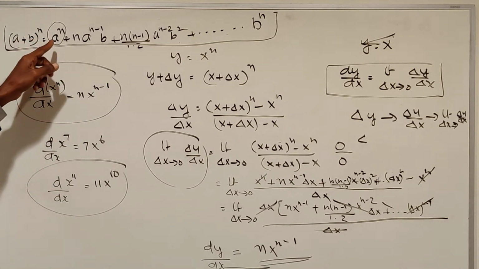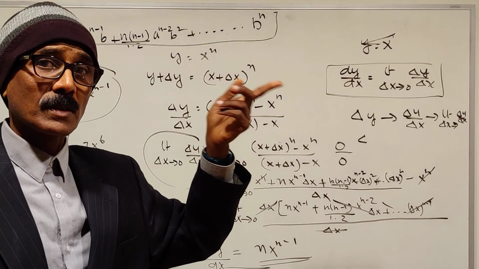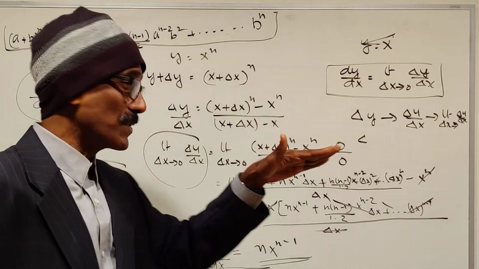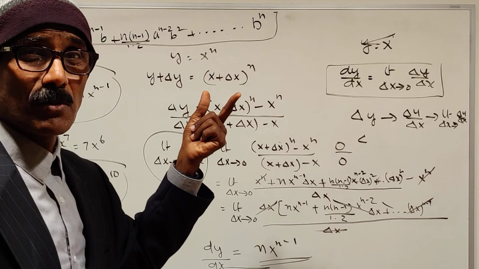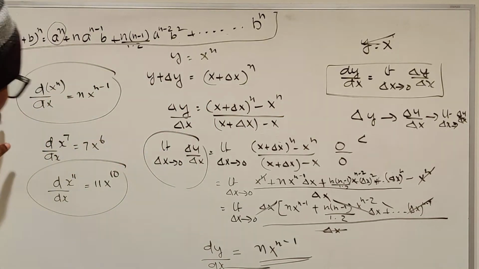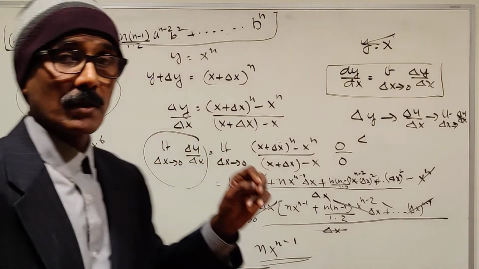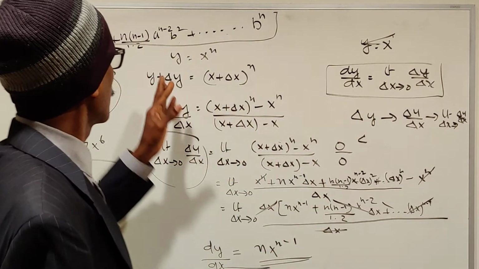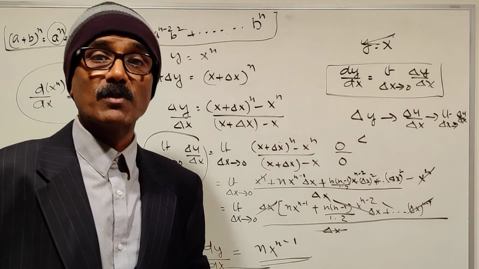A plus b the whole raised to n, a raised to n plus n. No, I am going to take that binomial theorem later. Maybe after the calculus, I am going to take binomial theorem, or I don't know. Okay, this is the first derivation, the differentiation of the algebraic function.